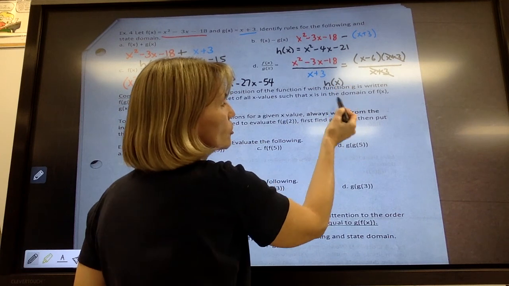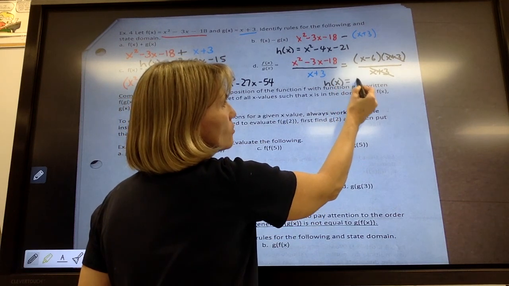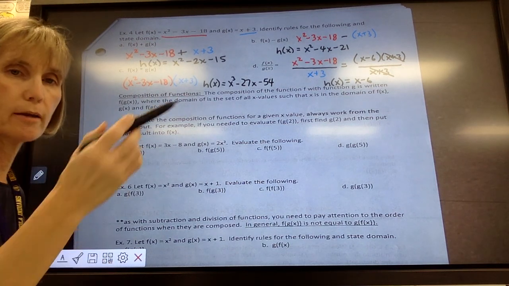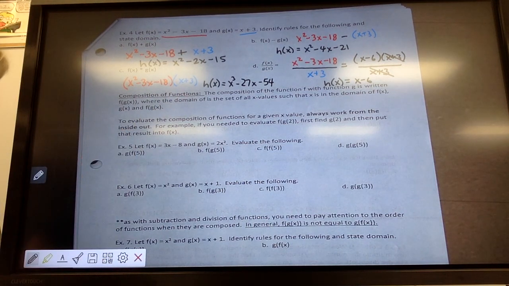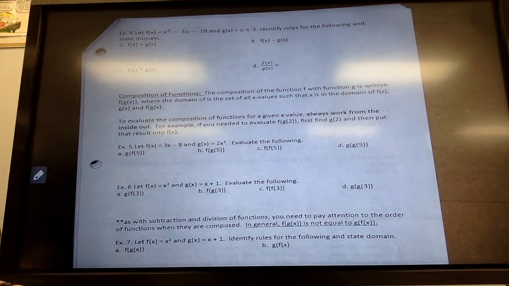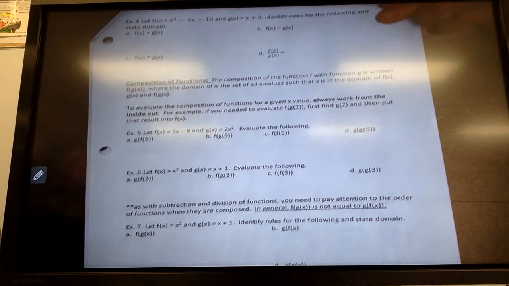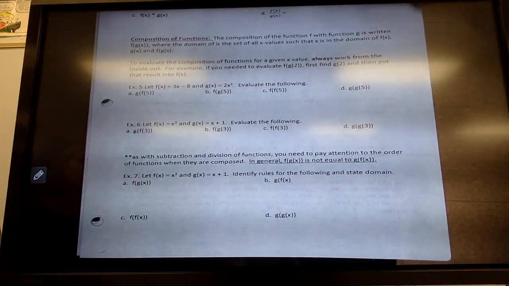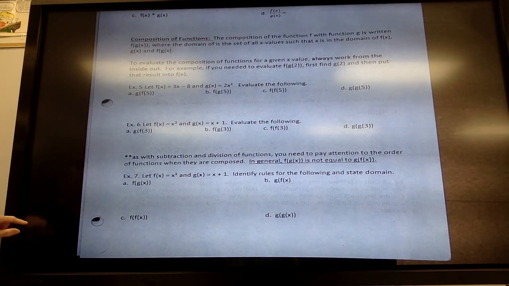You'd say the new function, h of x we'll call it, is equal to x minus 6. Okay, go ahead and make sure you've got those correct. Now, we're going to go on. The second part of this particular section is called composition of functions. Let's get through the examples on this page.